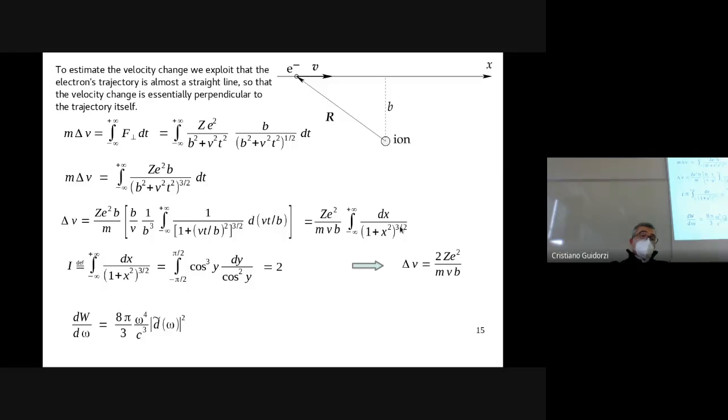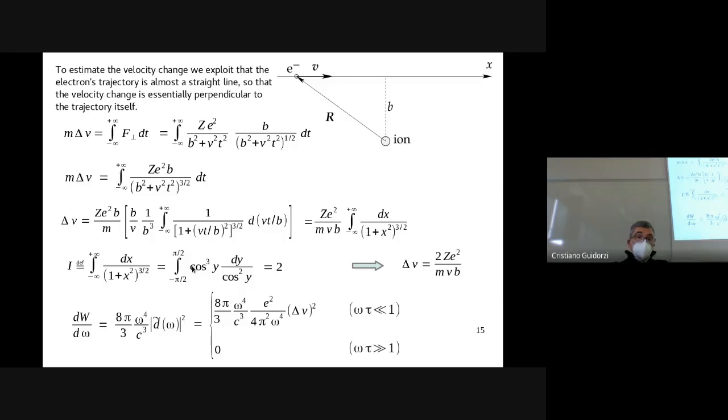So going back now, we want to make use of the result that we obtained when we were talking about the dipole approximation. If you get back to that lecture, you see that what we ended up with was the energy per unit frequency, 8 pi over 3 omega to the 4 over c cubed, modulus squared of delta d tilde.